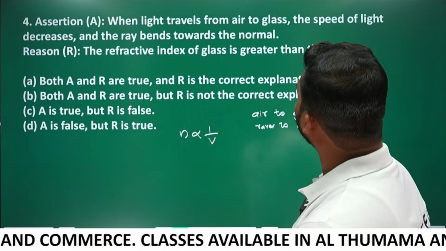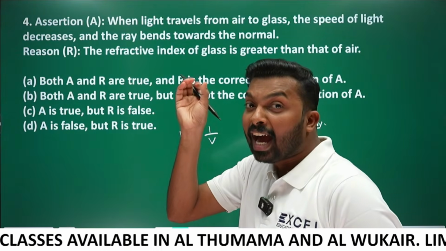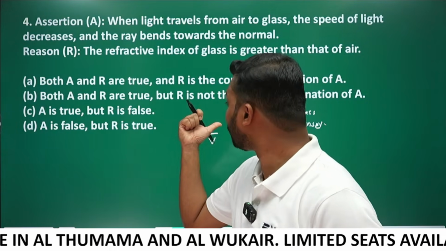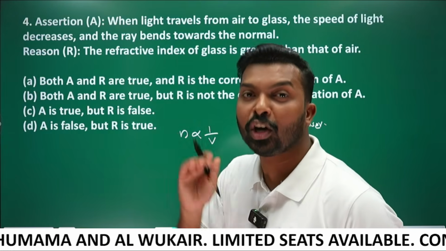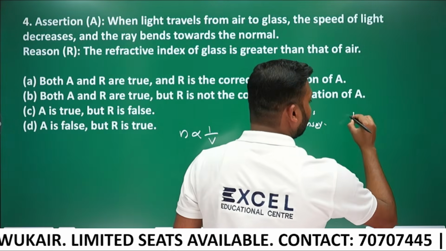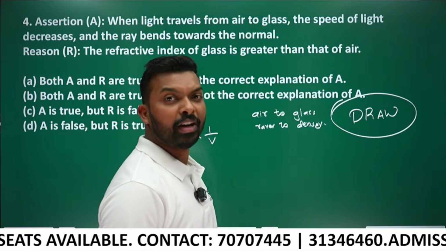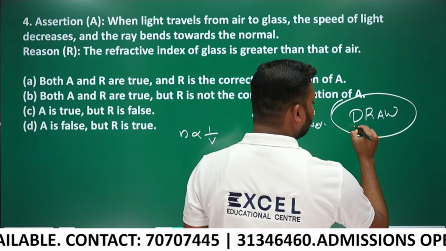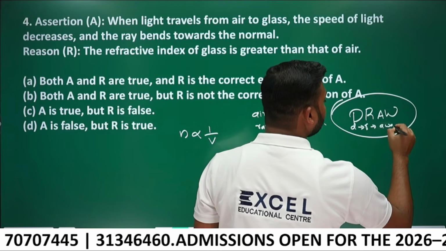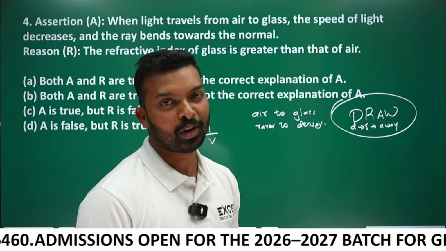And one more thing, if light is moving from a higher density, a denser medium, to a lower, rarer medium, it has to bend away from the normal, right or not? For that, it's better if you just remember this particular code. What is it? DRAW. What is DRAW? DRAW means denser to rarer, away. If denser to rarer is away, then rarer to denser will be towards the normal, right or not?